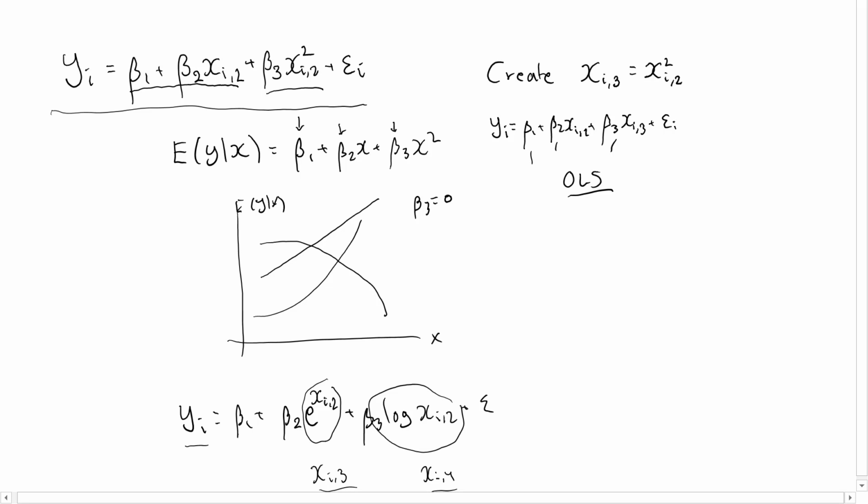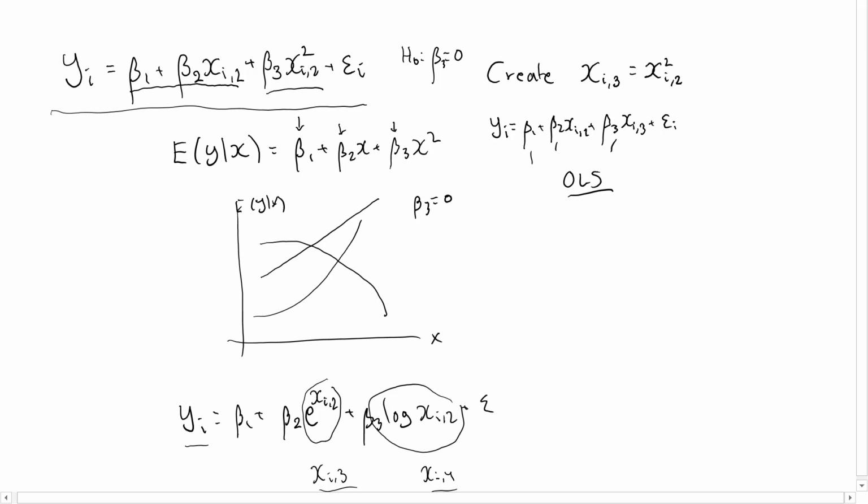What you then can do is you can test this hypothesis, beta 3 equal to 0. And if you reject that hypothesis, it means that this xi2 squared should be included and that you have some nonlinearity between y and the x variable. If you cannot reject this hypothesis, then you may want to exclude and remove this quadratic term.